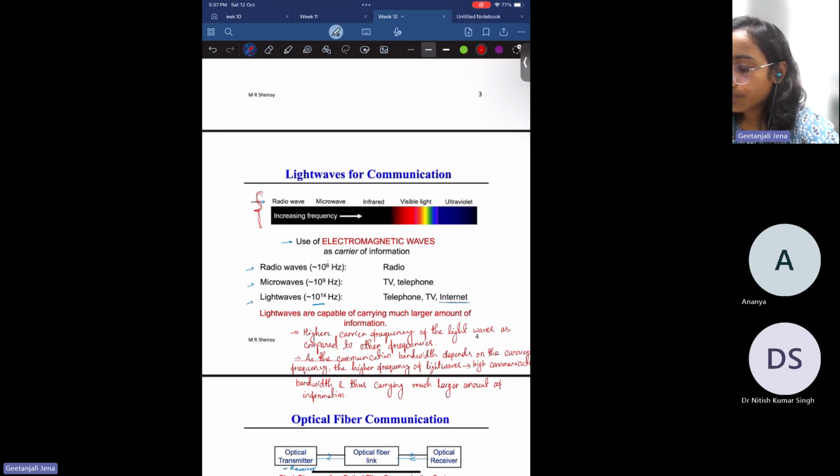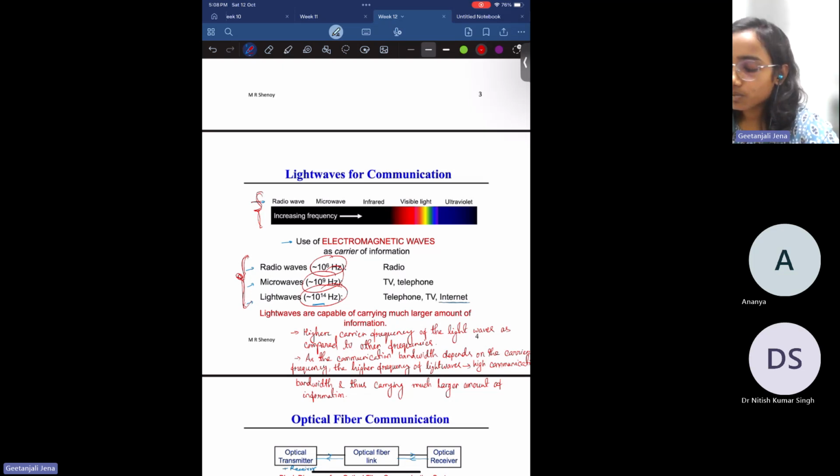For radio waves, the frequency is on the order of megahertz, which is 10 to the power 6 hertz, and they are used for radio communication. Microwaves have a frequency around 10 to the power 9 hertz, and are used for applications like TV and telephone. Light waves have a frequency around 10 to the power 14 hertz, and can be used for internet, TV, and telephone. Among these spectral regions, we typically use light waves for optical communication.